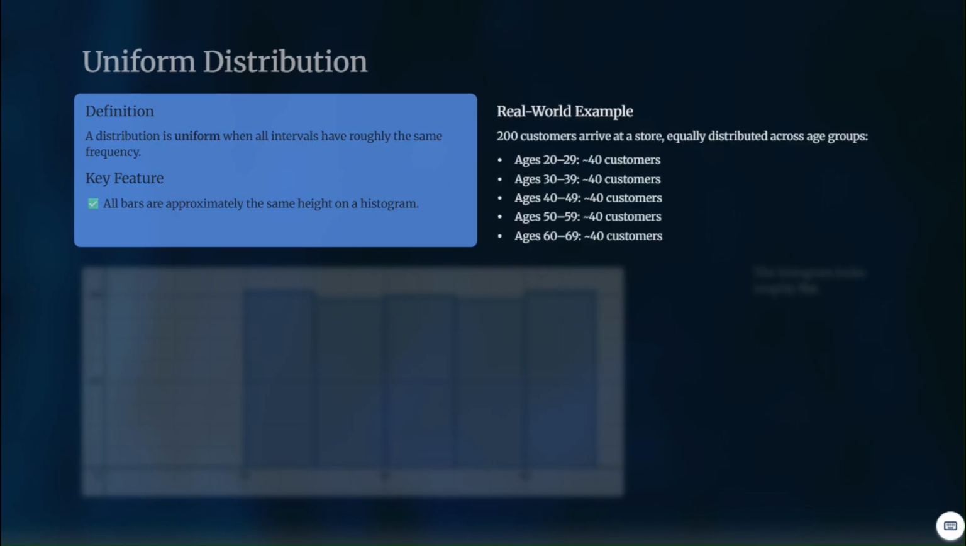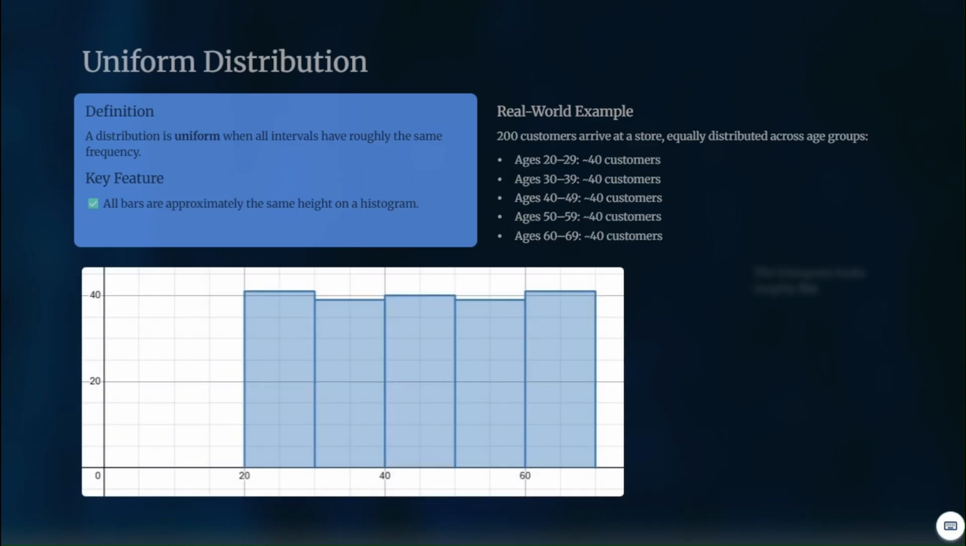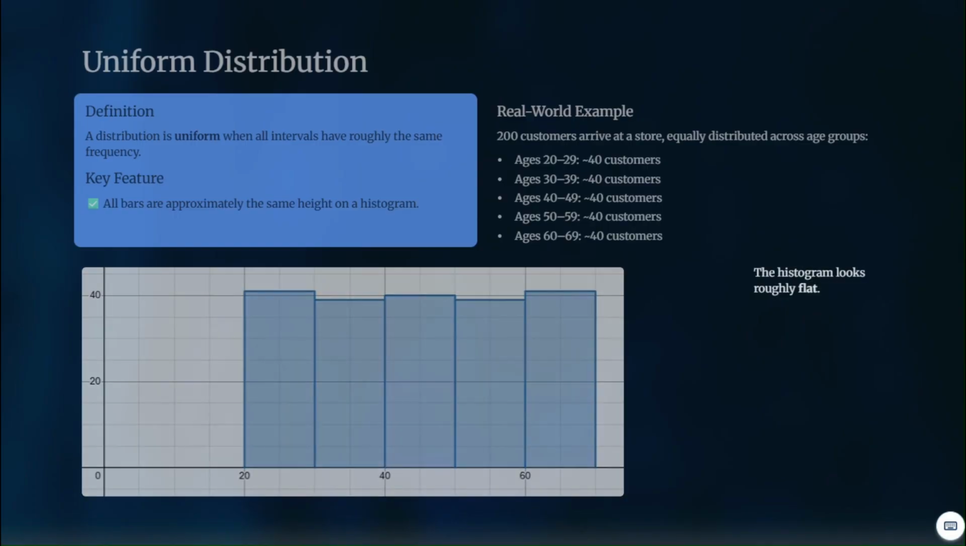For example, if you have 200 customers that arrive at a store, equally distributed across age groups. There's around 40 customers between the ages of 20 to 29, around 40 between the ages of 30 to 39, around 40 between the ages of 40 to 49, and the same for ages 50 to 59 and 60 to 69. The histogram will look like this. The histogram looks roughly flat because we have approximately the same number of customers in each of the age groups.